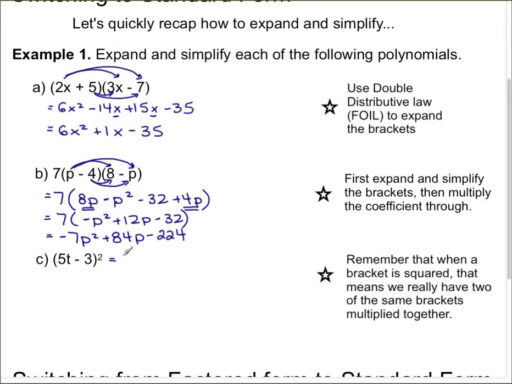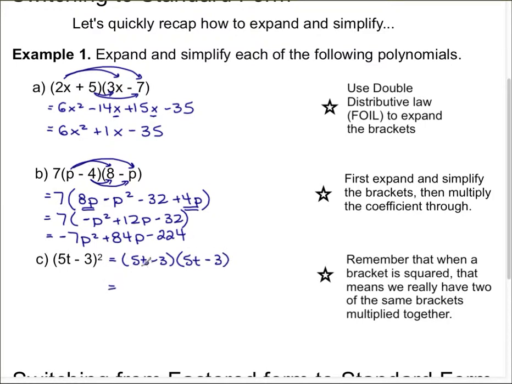And lastly, we need to remember what a square bracket means. It means that this is 5t minus 3 and 5t minus 3. Oops, sorry, not plus 3. What am I thinking? We need two of the same brackets. 5t minus 3, 5t minus 3.